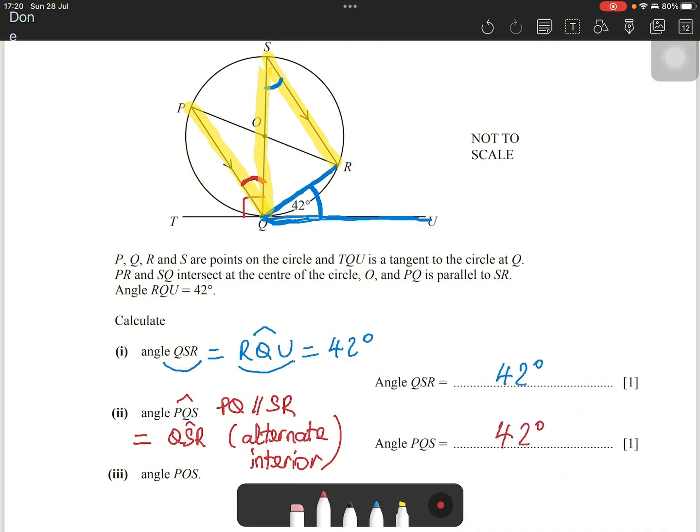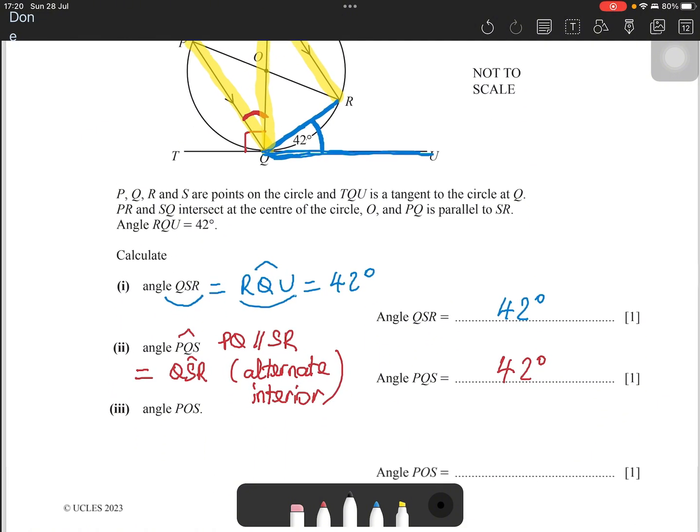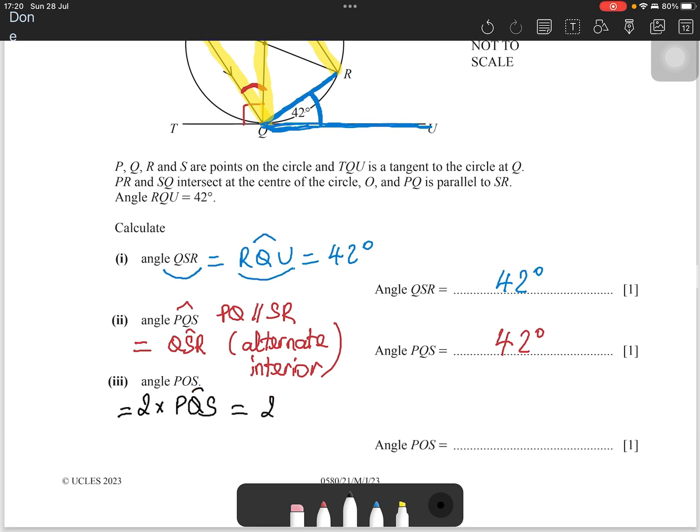Finally, angle POS, this one, the black angle. POS is the angle at the center, so it is twice the angle at the circumference, which means PQS. So it is twice of 42, which is 84 degrees. Remember, angle at the center is twice the angle at the circumference.